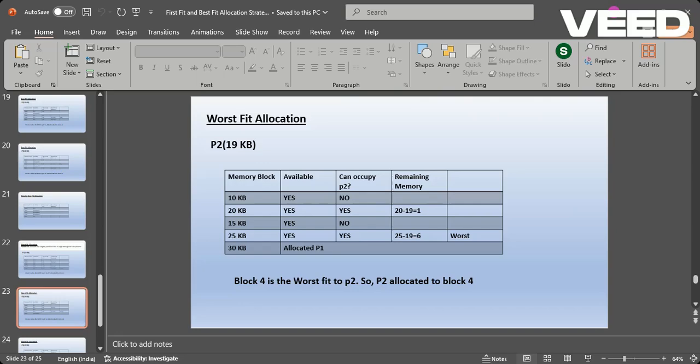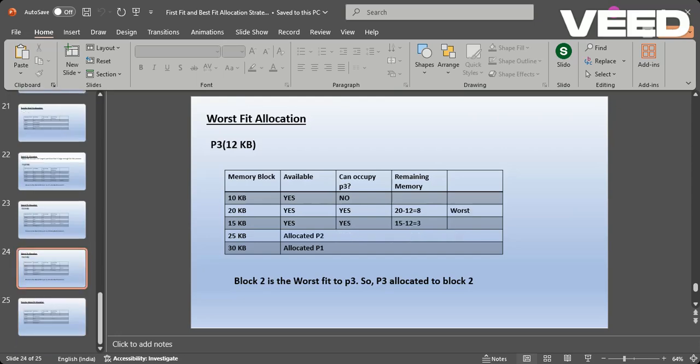Okay. So here we already found two suitable memory locations. From those, the highest memory wastage is in block 4. So this is the worst location which is available and suitable to allocate the P2 process. So P2 is allocated inside block 4.